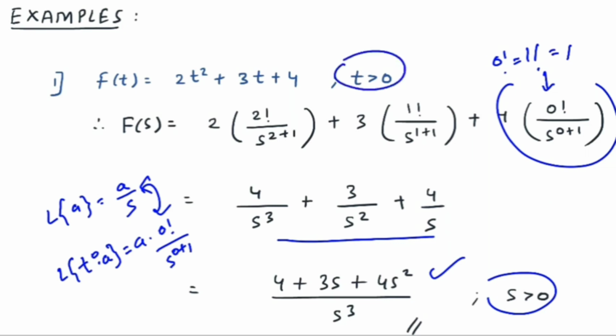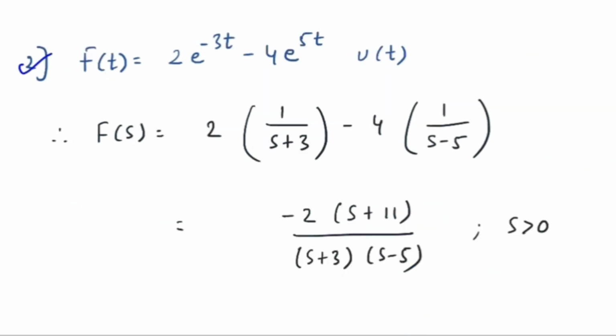Moving forward to the second example, f of t is equal to 2 into e raised to minus 3t minus 4 into e raised to plus 5t, times u of t. So u of t is a unit step function. Now the concept is very simple, unit step function.